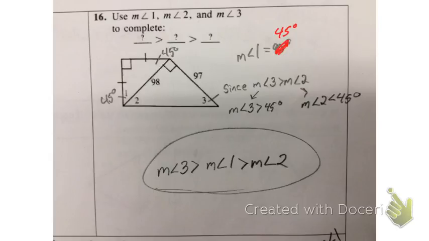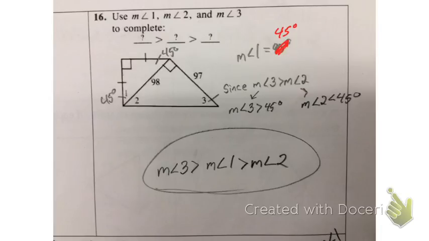Can kind of see that pattern? That if I know 3 is bigger than 2, I know that 3 must be bigger than 45. And I know that measure of angle 2 must be less than 45. And since measure of angle 1 is 45 degrees, 45 must be smack dab in the middle here, and that's why measure of angle 3 is bigger than measure of angle 1 is bigger than measure of angle 2. Does that make sense? Yeah.